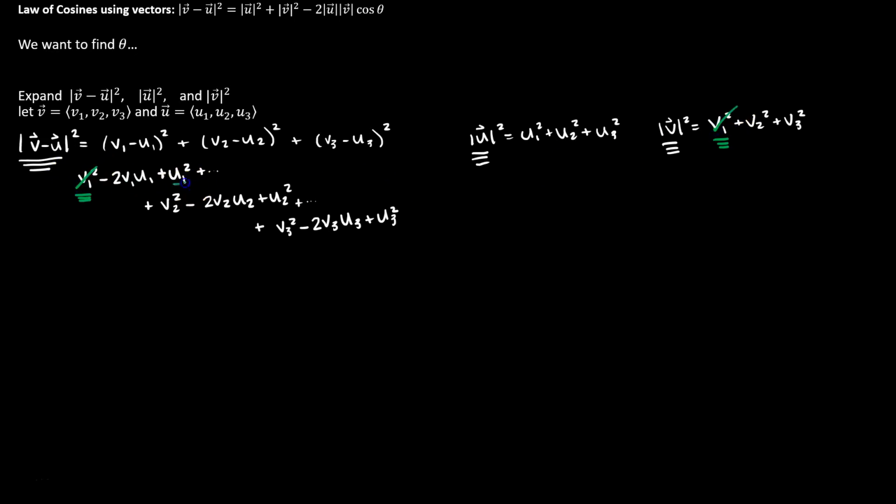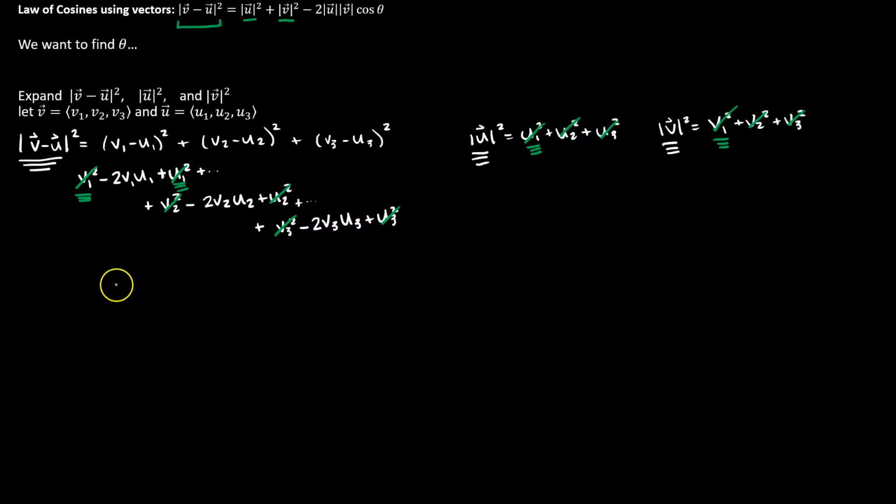Same thing will happen for u1 squared, since it shows up on both sides of the equation. v2 squared, u2 squared, v3 squared, and u3 squared. So the magnitude of v minus u squared basically took out both the magnitude u squared and the magnitude v squared. But we have some terms left over on the right-hand side.